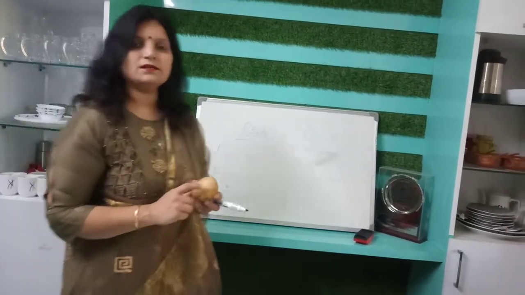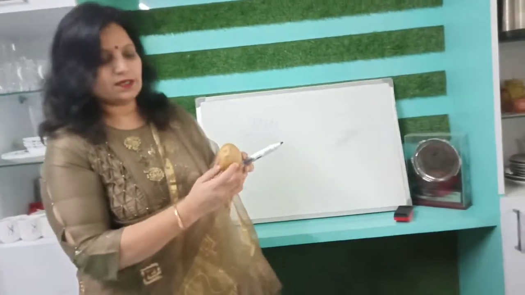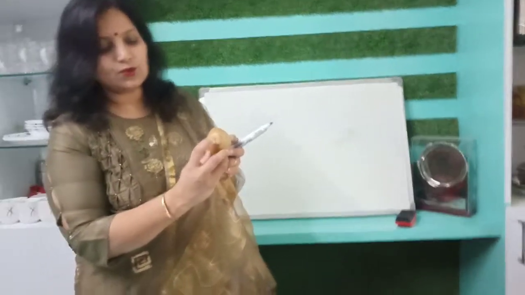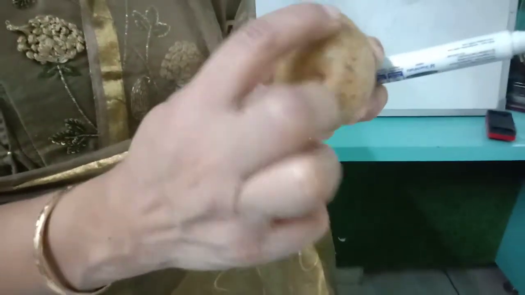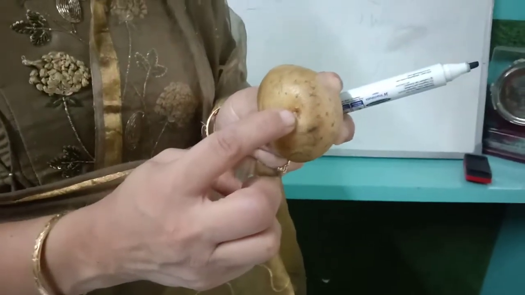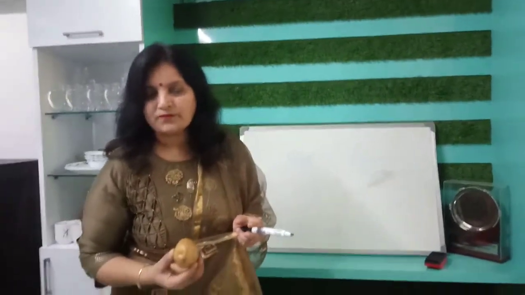You have studied the parts of the plant. In the parts of the plant, you have studied about node, N-O-D-E, node. Node is the part of the plant from which leaves arise. On this potato you are able to see these scars, and these scars are known as nodes. It means this is a stem, because nodes are present on the stem. That is why this potato is known as a stem.